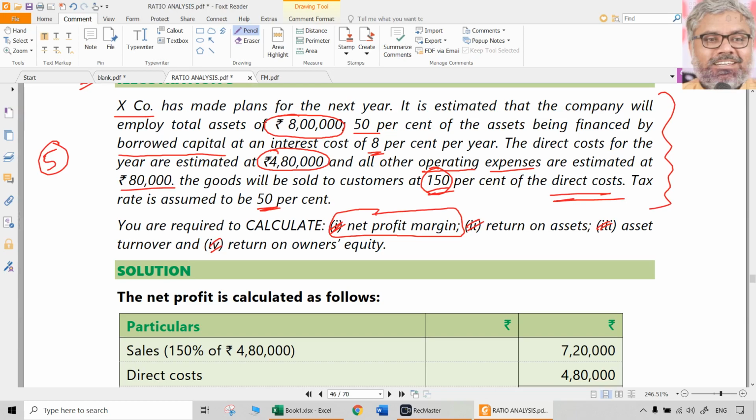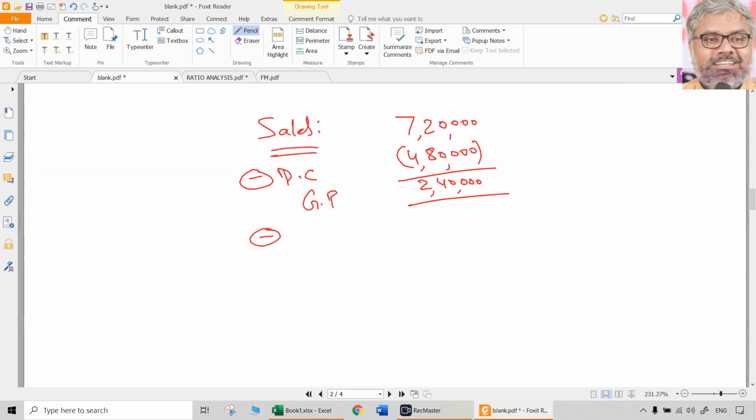From gross profit, let us say, if you take out the operating expenses. Operating expenses how much? Operating expenses given here. That is how much? 80,000. Okay, take it out. So what is the resultant? Resultant, what we call it as EBIT. Sometimes called operating profit also. EBIT will be how much naturally? 1,60,000. Right?